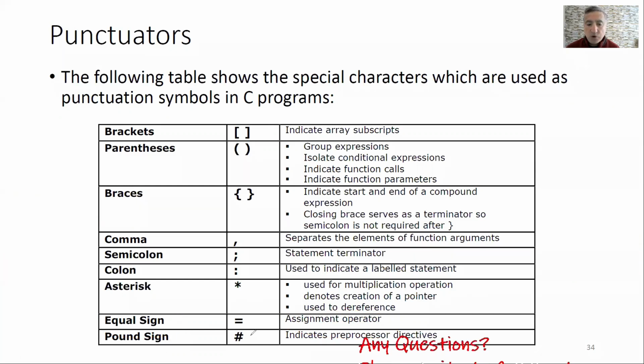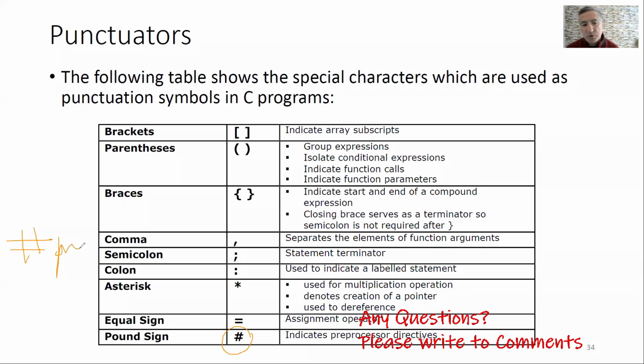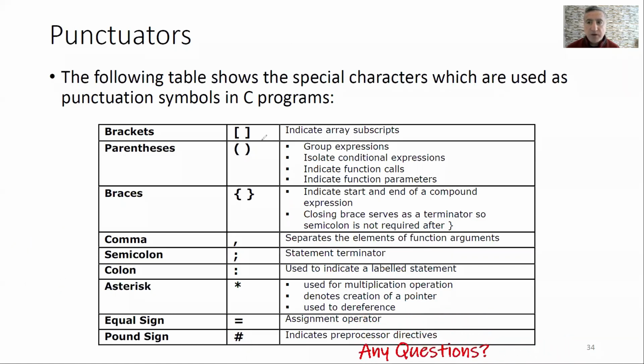We already know this hash symbol and where we use it. Remember that it is a preprocessing directive, right? We use it to include or define. So these are the basics, but we are going to learn the details during the examples.